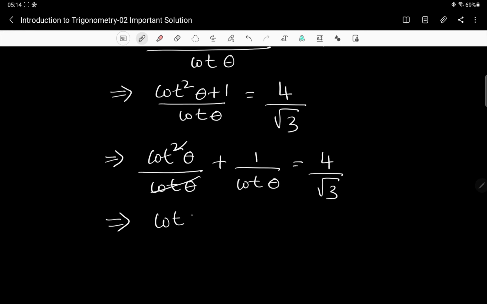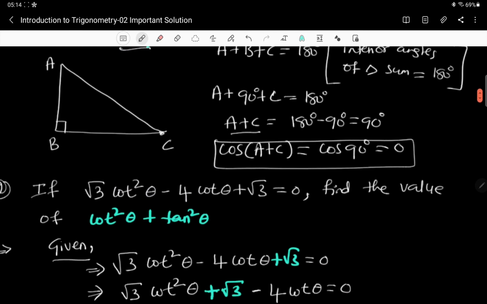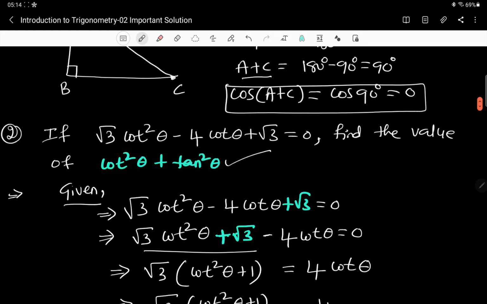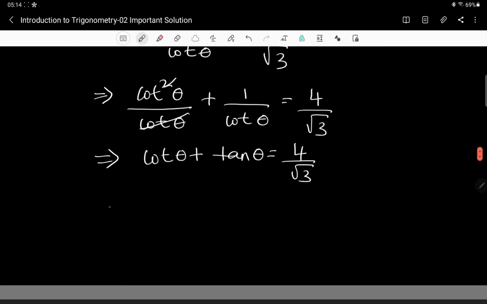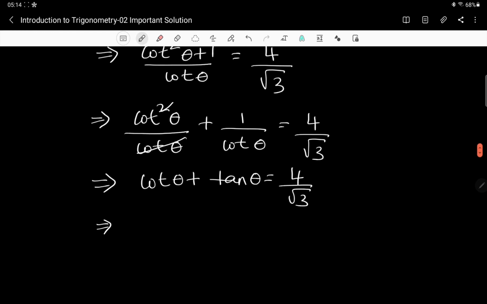What remains here? Cot theta remains here, plus 1 by cot theta means tan theta, and that is equal to 4 by root 3. Correct. But what they're asking for is cot square theta plus tan square theta. I have got cot theta plus tan theta. So you do one thing: now you can square on both sides.